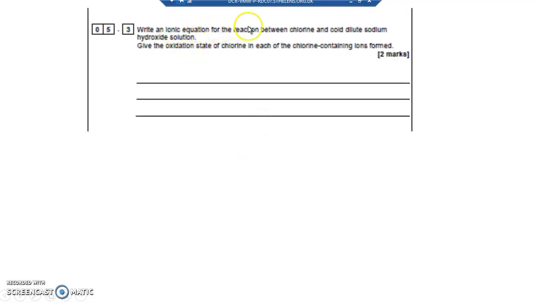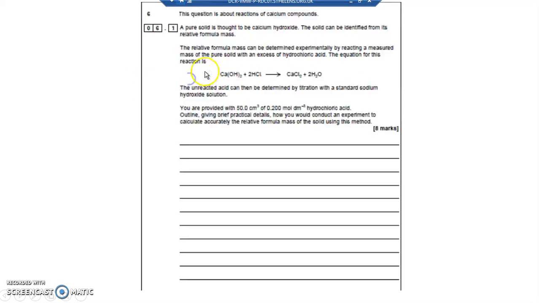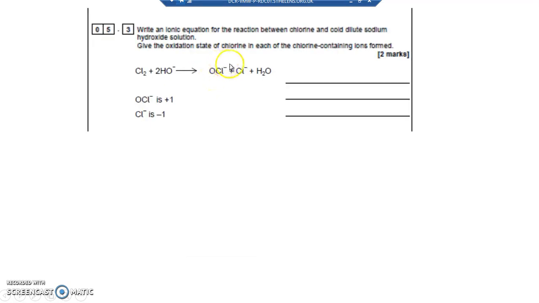Write an equation for the reaction between chlorine and cold sodium hydroxide solution. Give the oxidation states of chlorine in each of the chlorine-containing ions formed. So chlorine and sodium hydroxide, NaOH, would make NaOCl and NaCl and H2O. So if the Na is there, it would be Cl2 plus NaOH makes NaOCl and NaCl plus H2O.